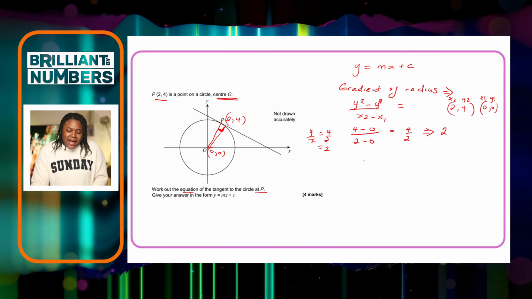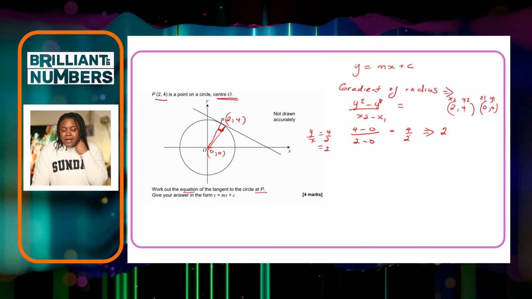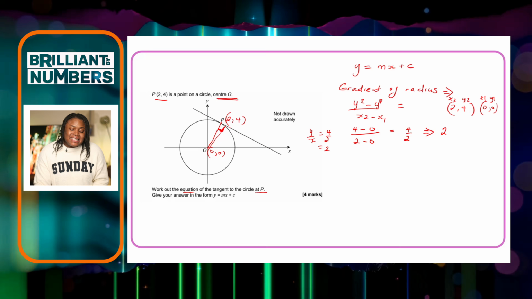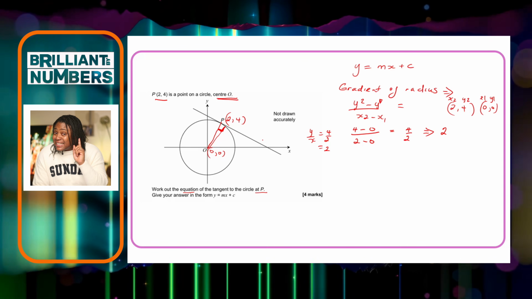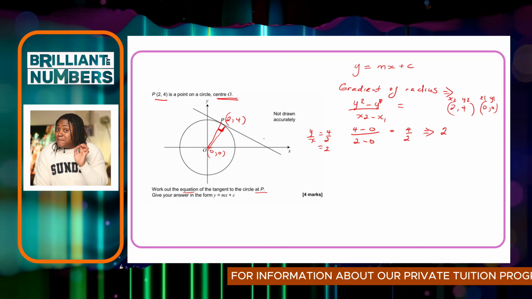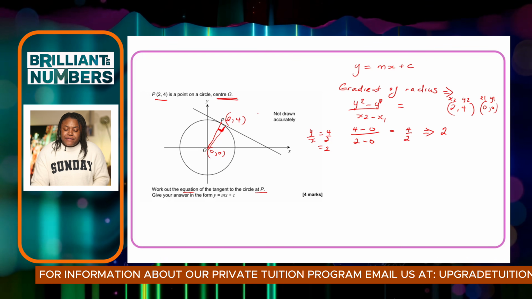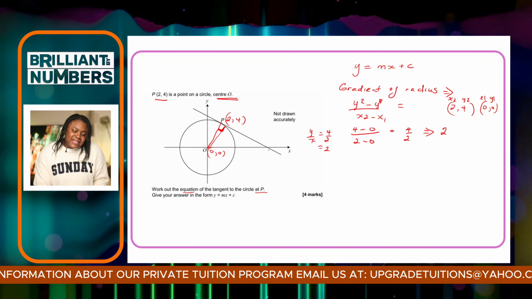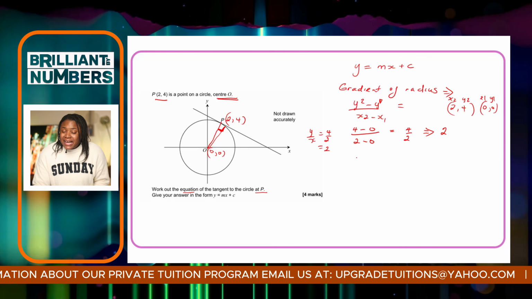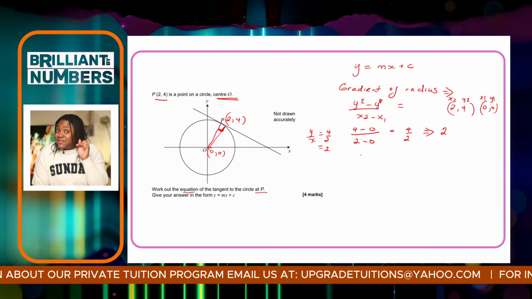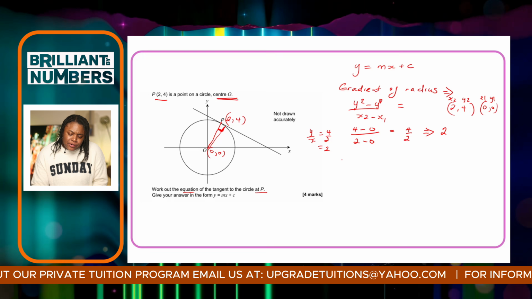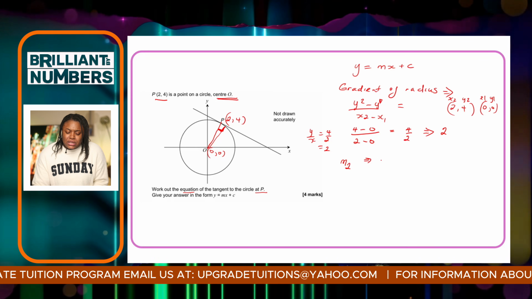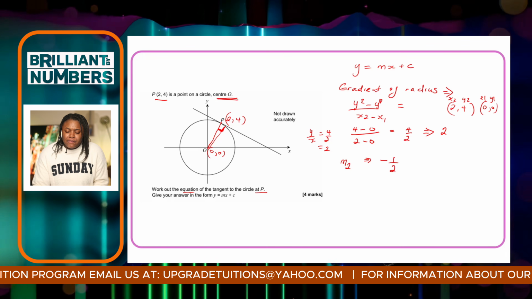Okay, so now I've got a key piece of information here, because I know that the radius here and the tangent will have a perpendicular gradient because they meet at a right angle. So if the gradient of the radius is a half, then the gradient of the tangent is going to be negative a half, the negative reciprocal. So gradient of the tangent, I'm going to call that M2, is equal to negative 1/2.